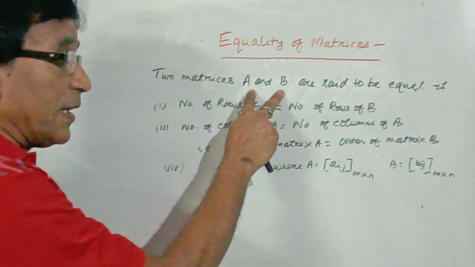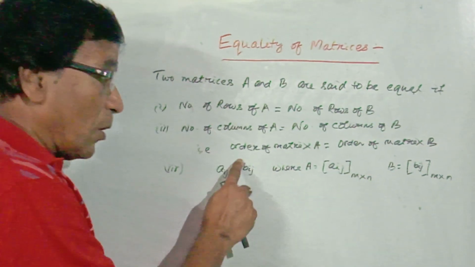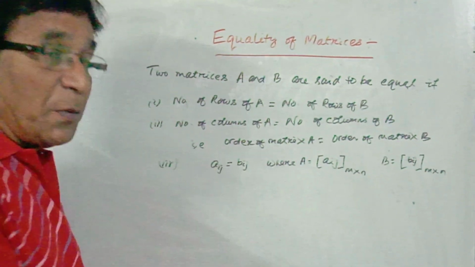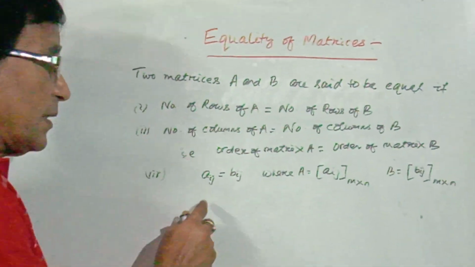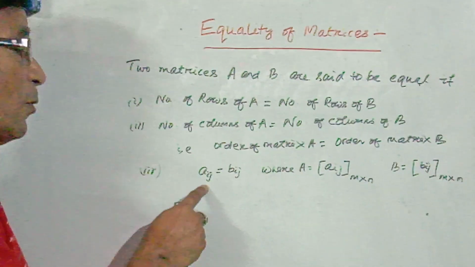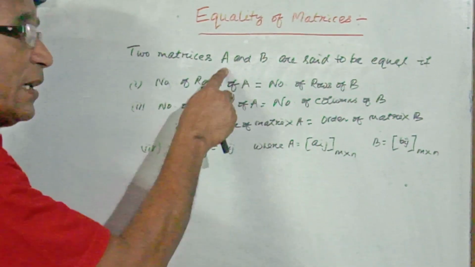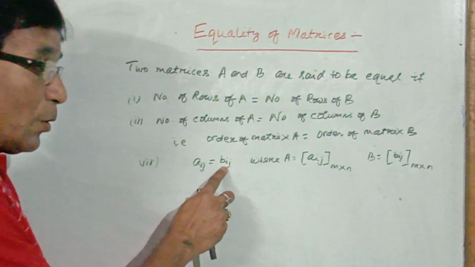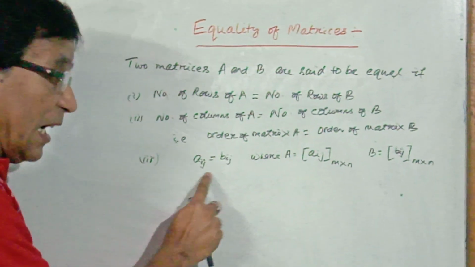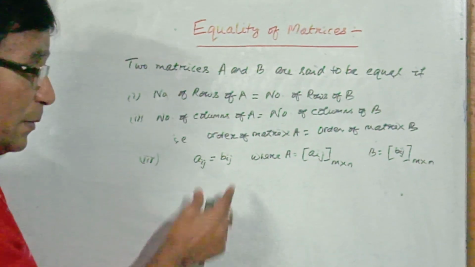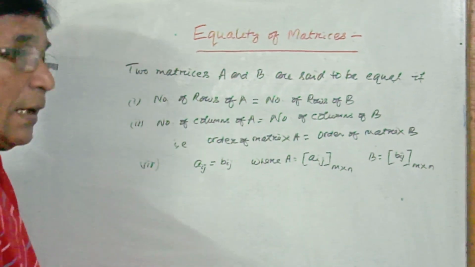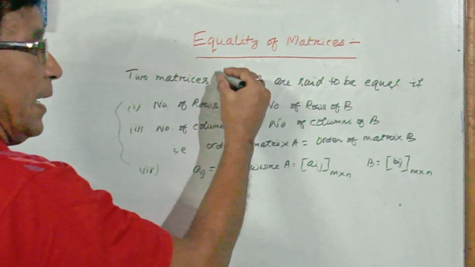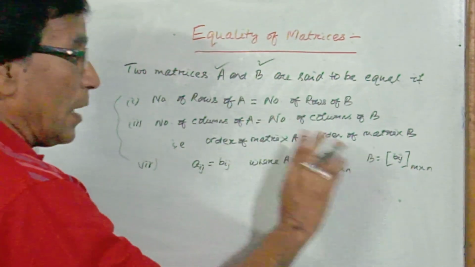That means these two matrices are of the same order. That means the order of the matrix A is equal to the order of the matrix B, and their corresponding elements must be the same. That means Aij, the element which belongs to the ith row and jth column of the matrix A, must be equal to Bij, the element which belongs to the ith row and jth column of the matrix B. That means Aij is equal to Bij. That means their corresponding elements are equal. If these three conditions are satisfied, then we can say that the matrices A and B are equal.